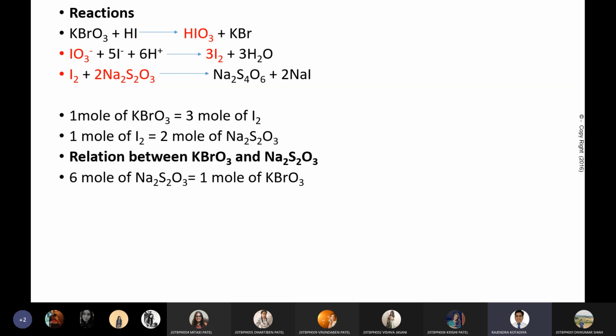Now, how can we derive the factor based on this relation? We have got 6 moles of Na2S2O3 equivalent to 1 mole of KBrO3. Now what will be our further step? What will we do next to generate the factor derivation? Does everyone remember the factor derivation?